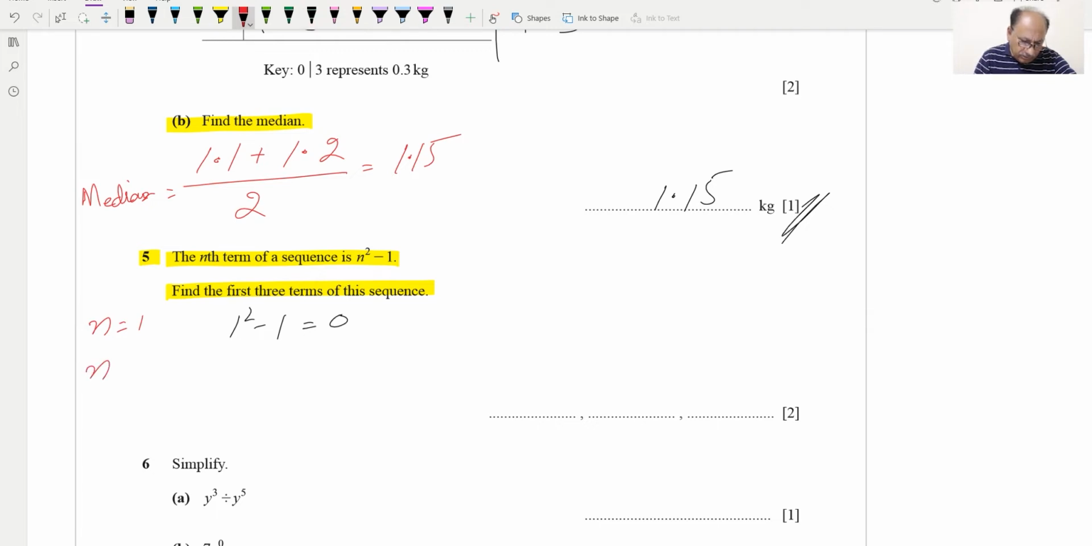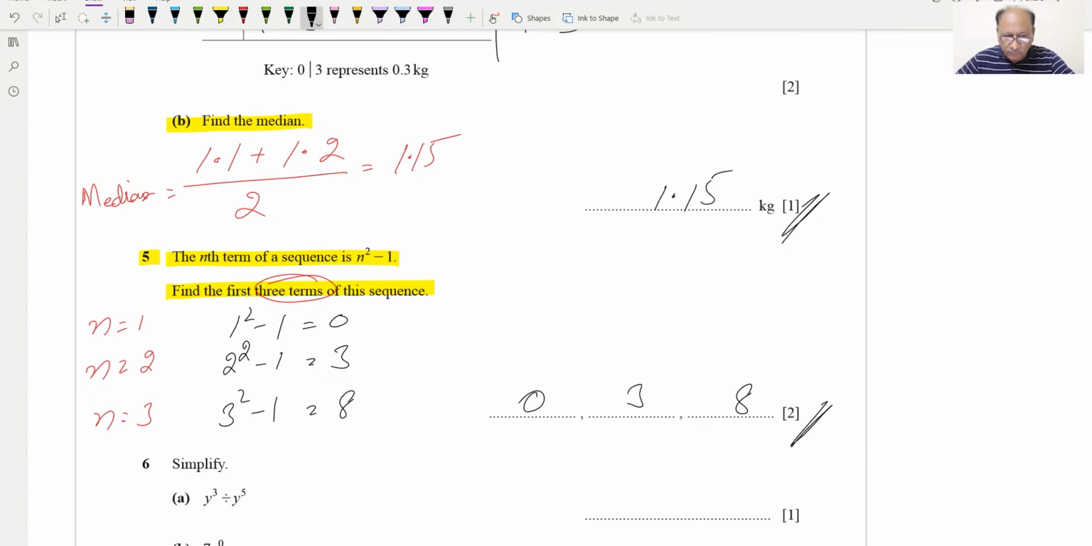Then for n is equal to 2, first three terms are required, so n is equal to 2 and n is equal to 3. These two more will be required. So 2 square minus 1 is 4 minus 1, which is 3, and 3 square minus 1 is 9 minus 1, which is 8. So the answer will be 0, 3 and 8, and this will be for 2 marks.